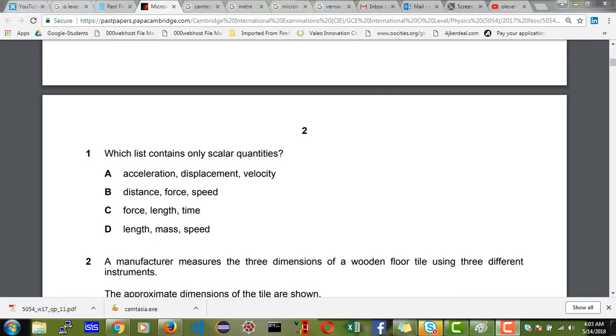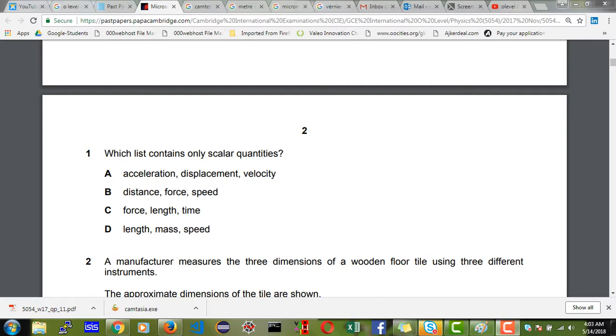The year I have chosen is October-November 2017. That is paper 1, which is the MCQ paper. I will be solving the first 5 questions. I think it will really be helpful for you. Okay, let's move to our question.